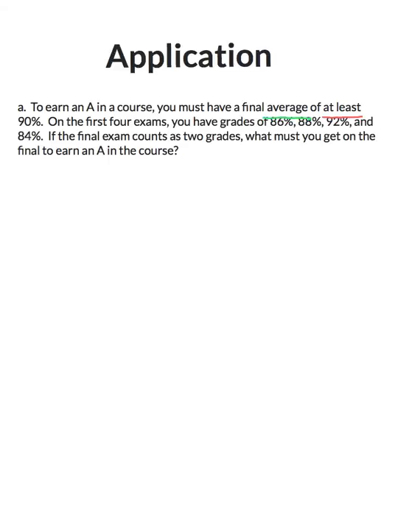So recall that to calculate an average, we want to add up all of the scores or all of the numbers and divide by how many numbers are present. So let's start with that. Our numbers are 86 plus 88 plus 92 plus 84. Those are the first four exams.